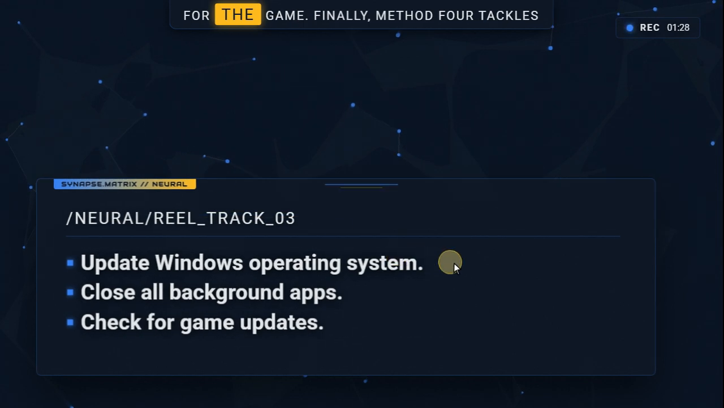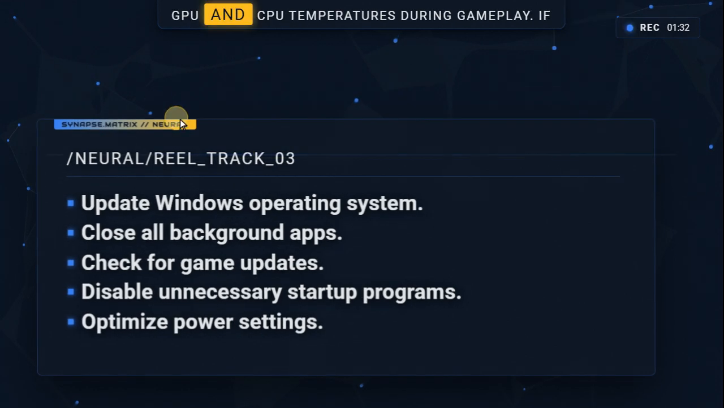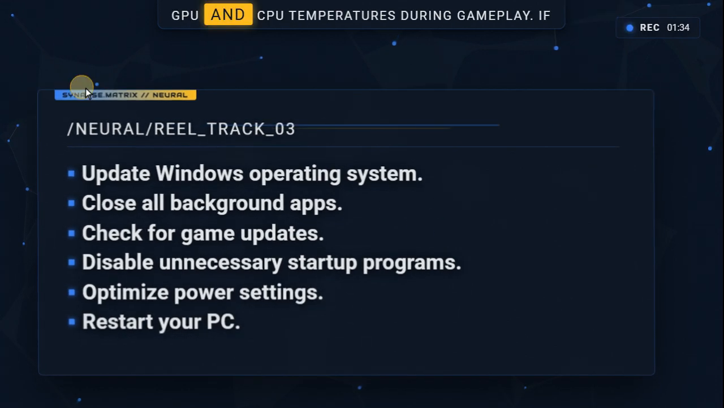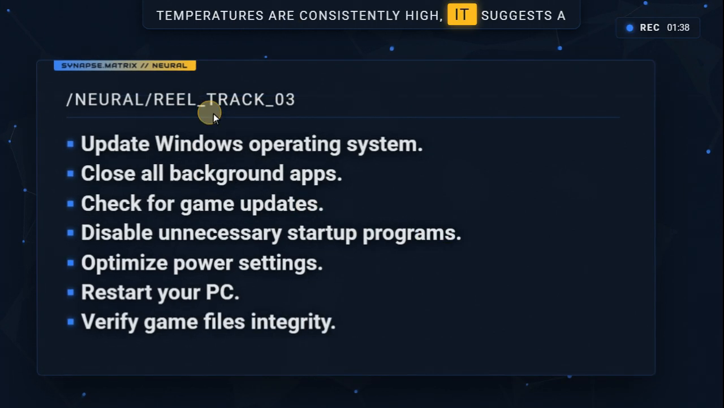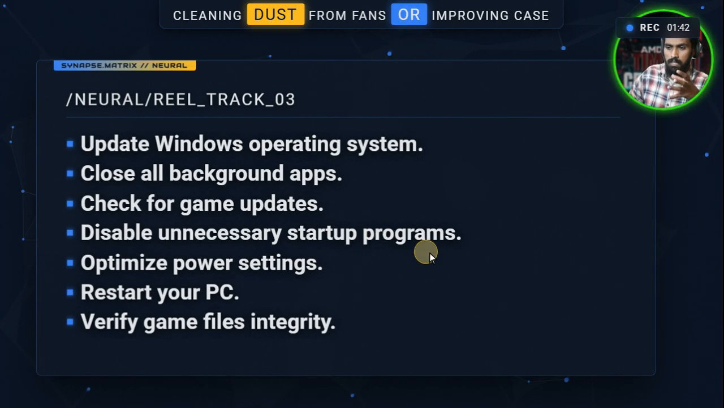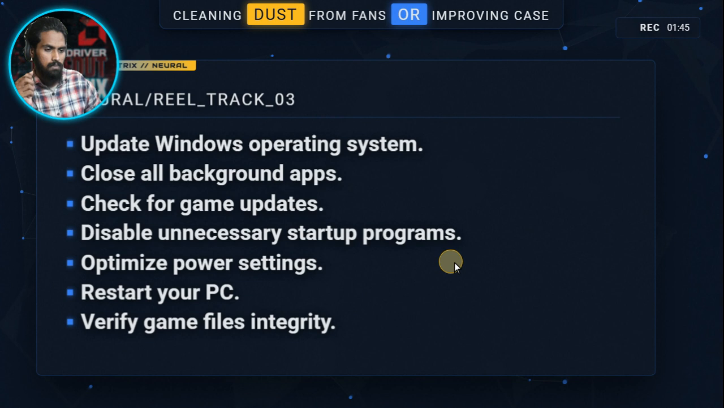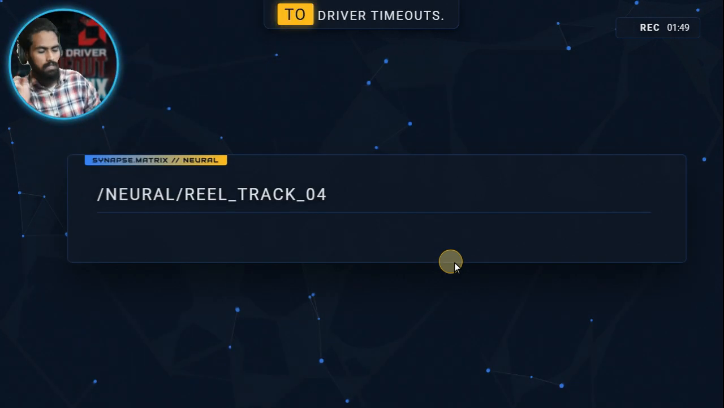Finally, method 4 tackles potential hardware strain. This involves monitoring your GPU and CPU temperatures during gameplay. If temperatures are consistently high, it suggests a cooling issue that needs addressing, such as cleaning dust from fans or improving case airflow to prevent thermal throttling that leads to driver timeouts.